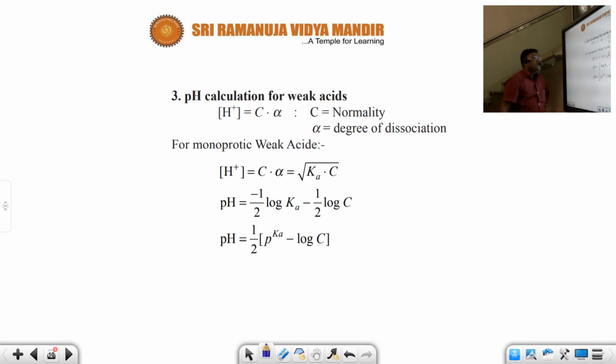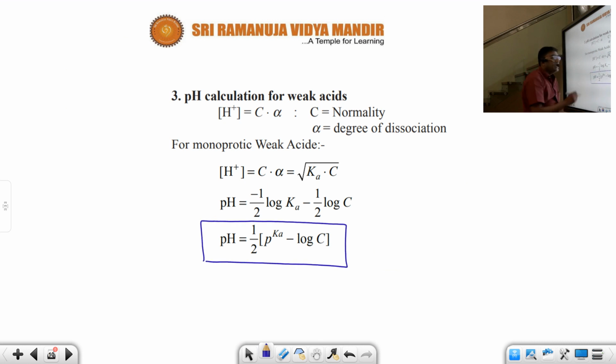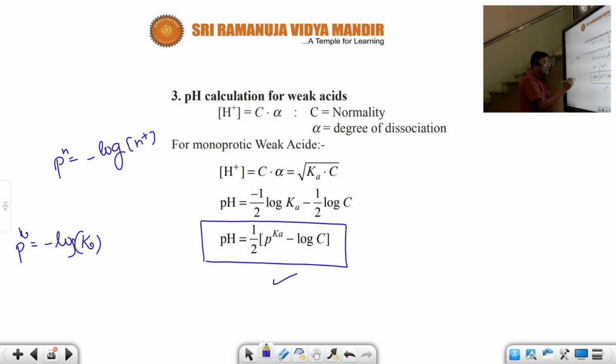Let us see what exactly we have calculated. Remember students, in the examination there is no need to solve this. For a strong acid, pH is equal to minus log H plus, the hydrogen ion concentration. For a weak acid, an extra factor comes in: pH is equal to half pKa minus log C. Very, very important. If you know the Ka value, you know very well that pKa is equal to minus log Ka.